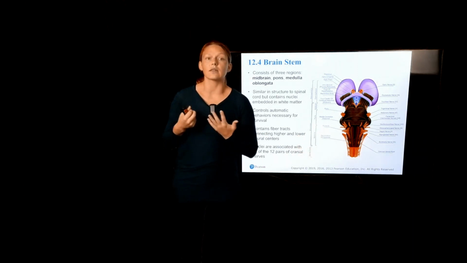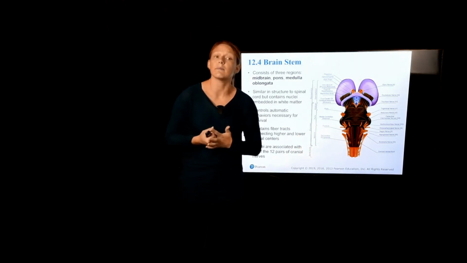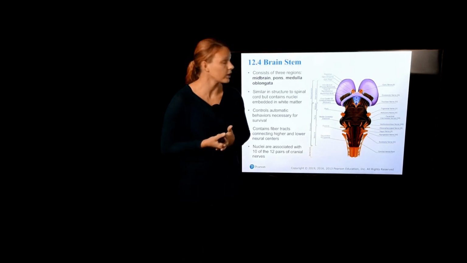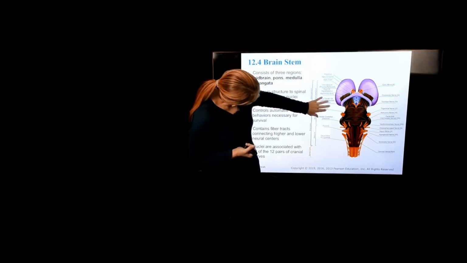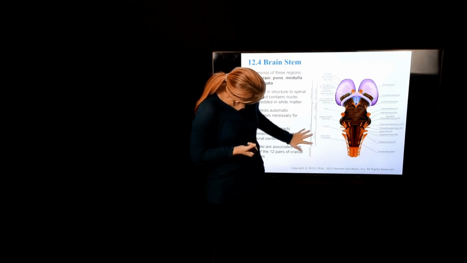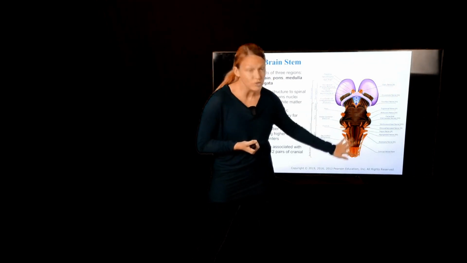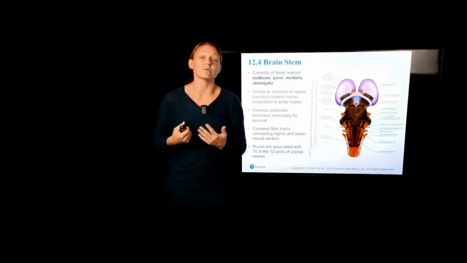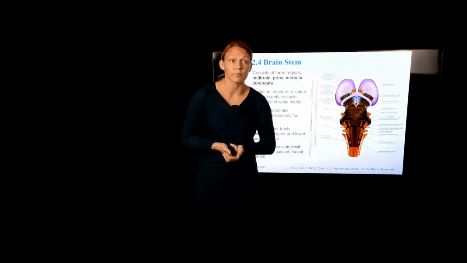And you can see that the brainstem is composed of 3 major regions that we're going to be talking about. We have our midbrain, so this upper portion. Then in the middle is the pons. And then at the bottom of that is the medulla oblongata. Many times we just refer to it as the medulla.